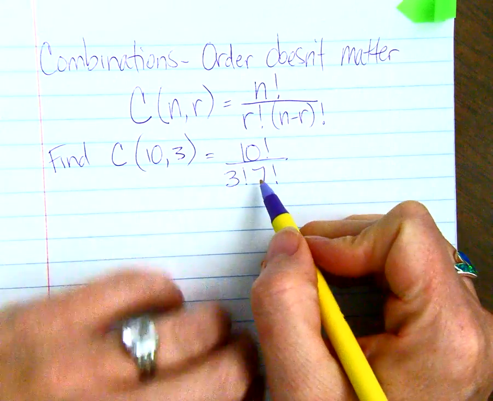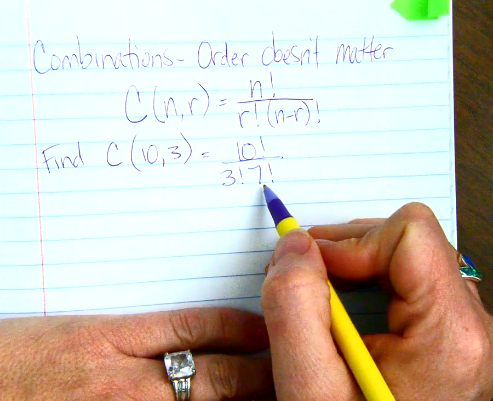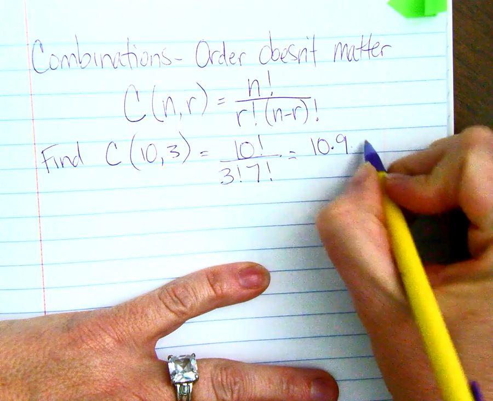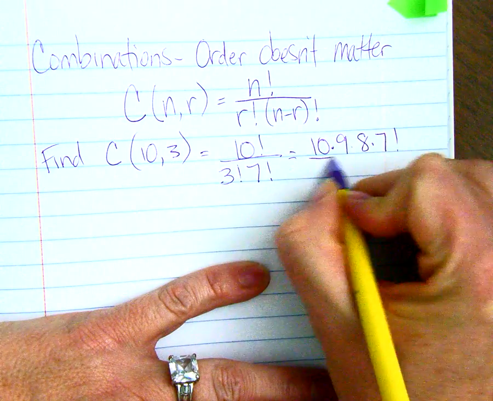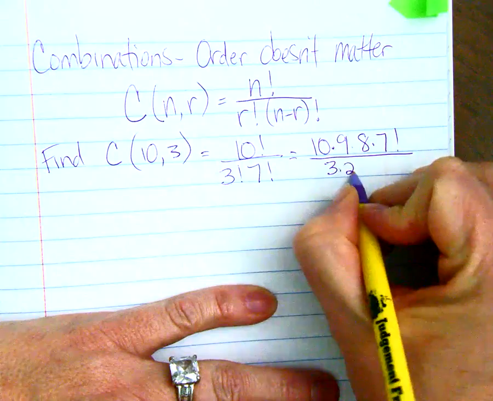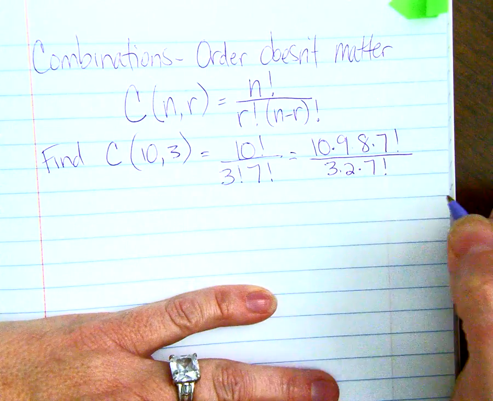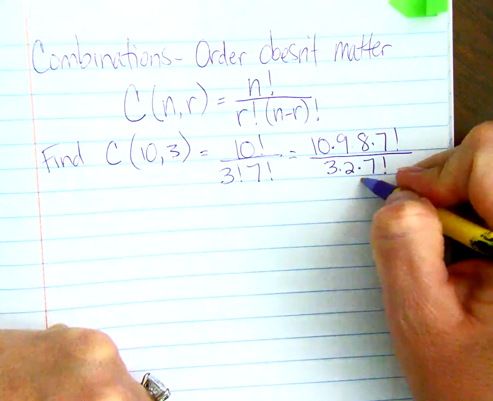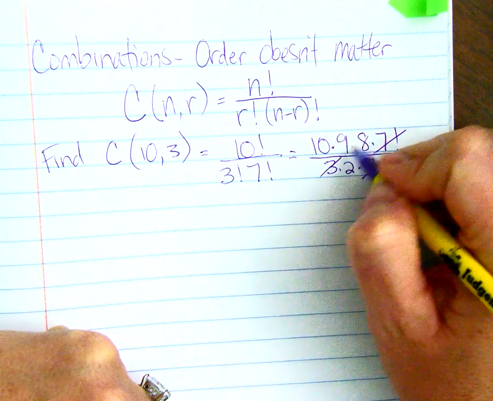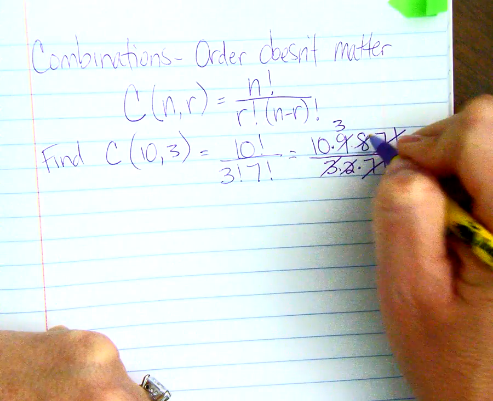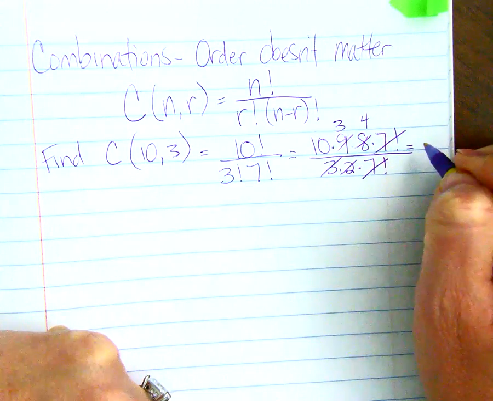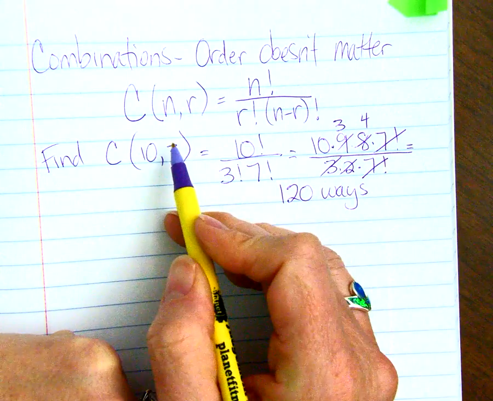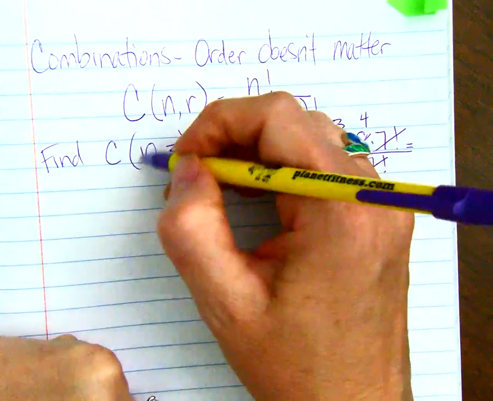I'm going to do the same thing as before. My denominator, the biggest factorial, is 7. So I'm just going to go down to 7 on 10 factorial. So 10, 9, 8 times 7 factorial over 3 times 2 times 7 factorial. I'm just leaving out the times 1. So I can cancel the 7 factorials. 3 goes into 9 3 times, 2 goes into 8 4 times, so I have 12 times 10, or 120 ways to choose 3 objects out of 10.